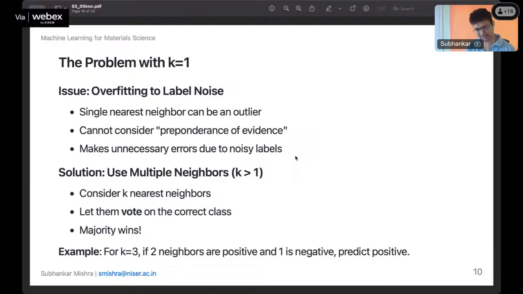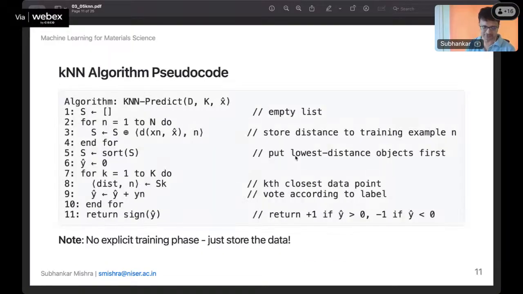Instead of asking just one person, you ask more persons. Of course, you can consider k nearest neighbors. That's why the algorithm is KNN, and let them vote for the correct class. Majority will win, or we can take an average where we get the regression values. So the algorithm is super simple. There is no function to be learned.